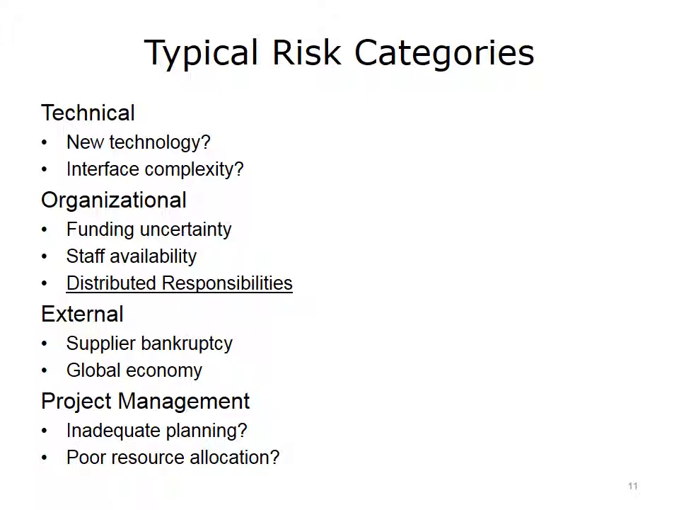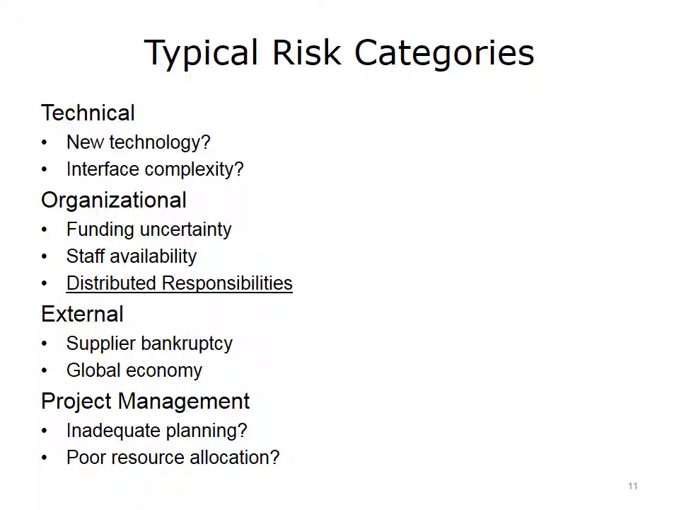A third risk category is external risks. For example, requirements for legal compliance or issues related to some of your project's suppliers and partners can impact its outcome. What happens if a supplier goes bankrupt or is otherwise not able to provide necessary resources? What about large-scale considerations like the global economy? It's important to consider the effect that might have on your customer community or on the need for the system you are developing. The fourth category of risk is project management.